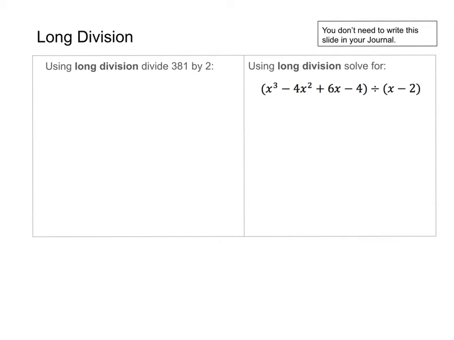So I hope you guys can see that the theme of today is the idea of dividing. How do you divide polynomials? And so before I get into the really deep part of how do you divide polynomials, I want to get you guys thinking about just division in general. So you do not need to write this in your journals. I want you to kind of pay attention and just think for a moment.